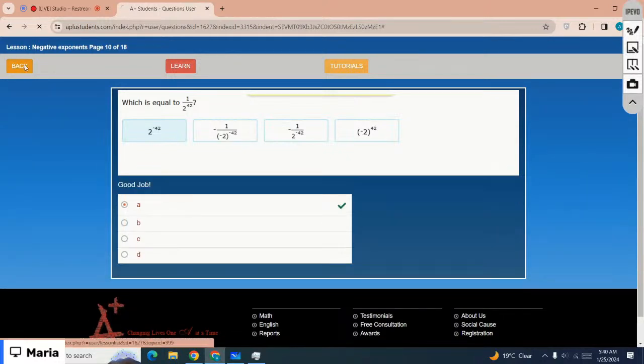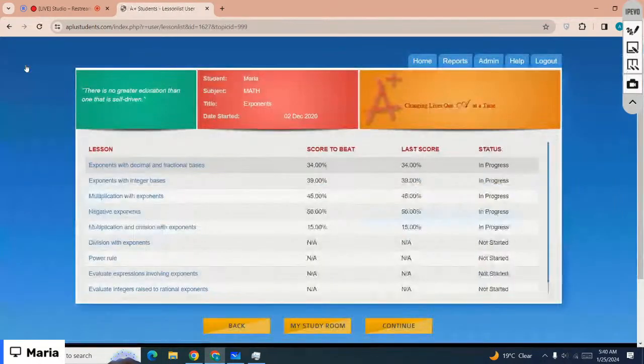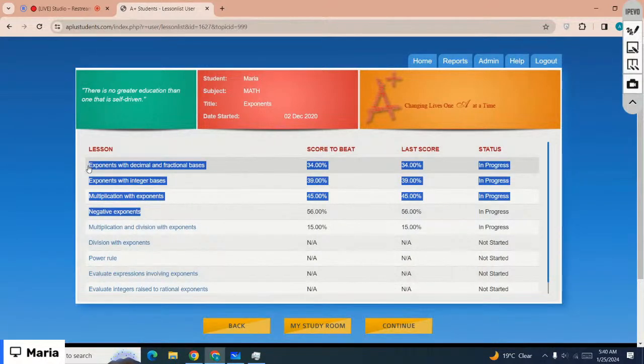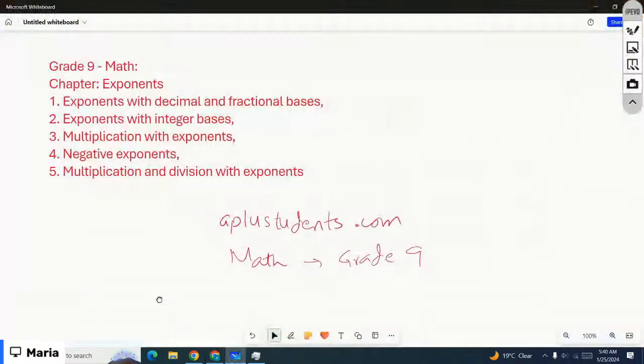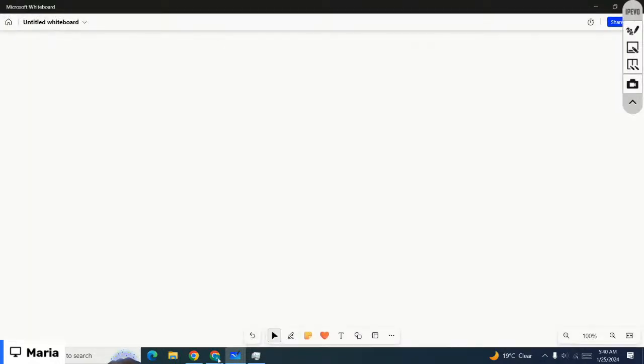Okay, you can complete the lesson by yourself later today. So we are working on grade 9 math. The chapter we're working on is exponents. The lessons we have covered today are exponents with decimals and fractional bases, exponents with integer bases, multiplication with exponents, and negative exponents, right? So please make sure before the next session you complete all the practice questions for the lessons we did today. That is your homework until the next session, right?